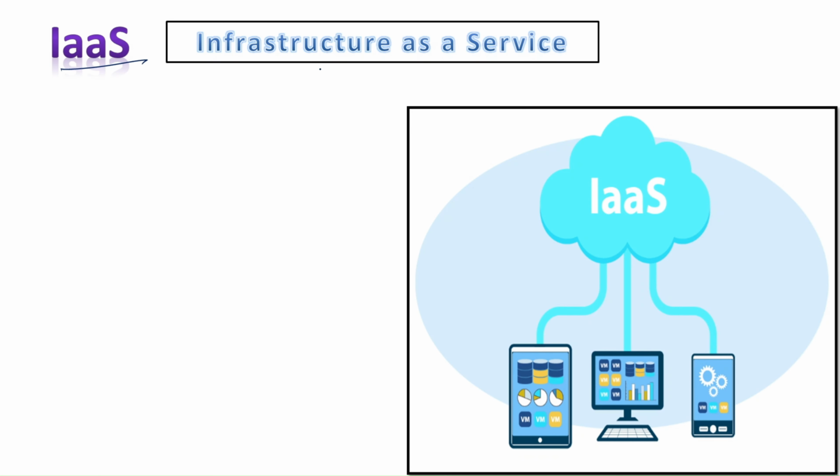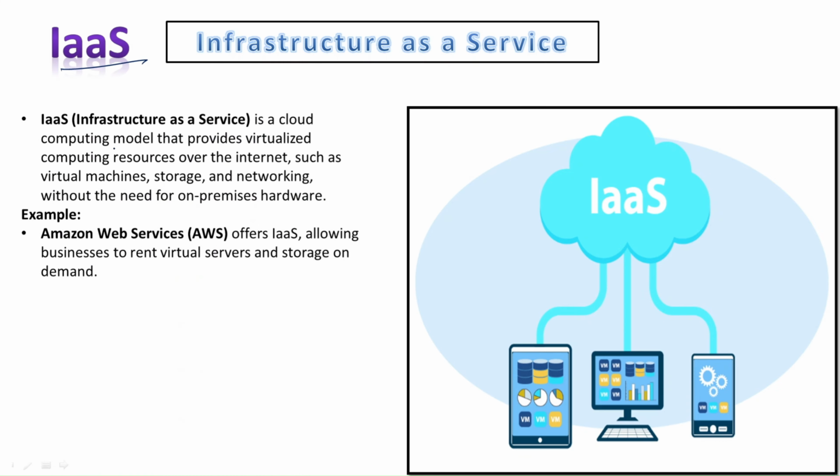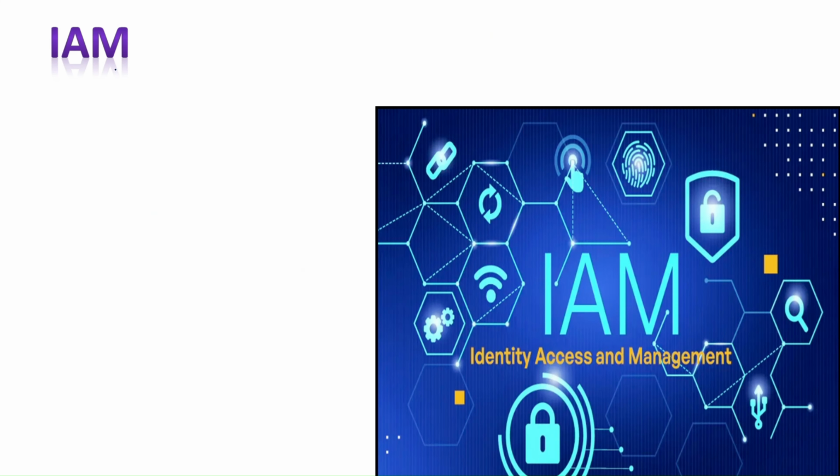IaaS, that is Infrastructure as a Service. So IaaS is a cloud computing model that provides virtualized computing resources over the internet, such as virtual machines, storage, and networking, without the need for on-premises hardware. For example, Amazon Web Services offers IaaS, allowing businesses to rent virtual servers and storage on demand.